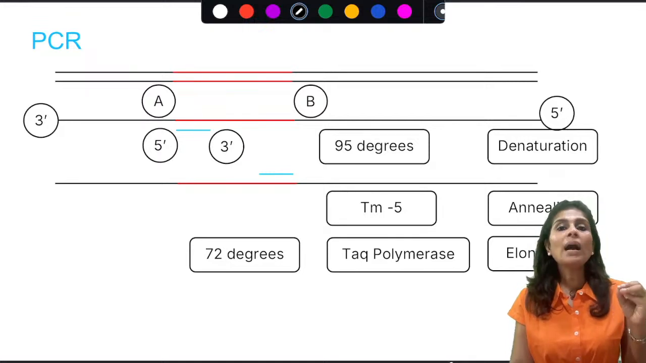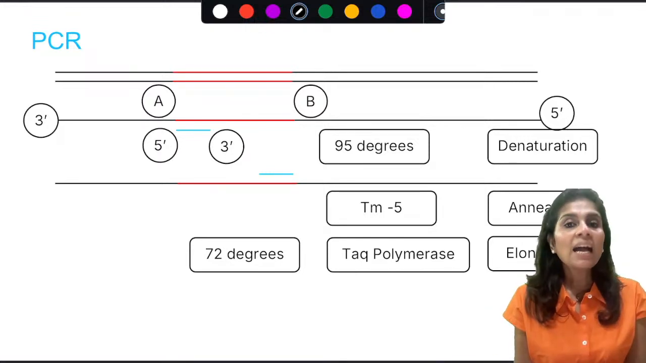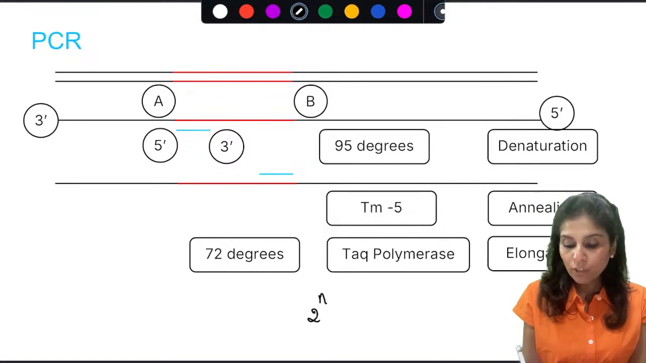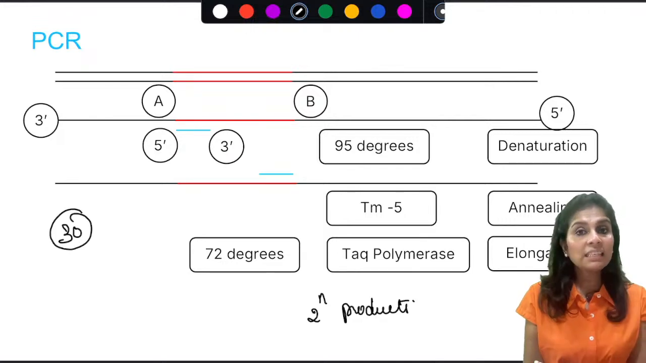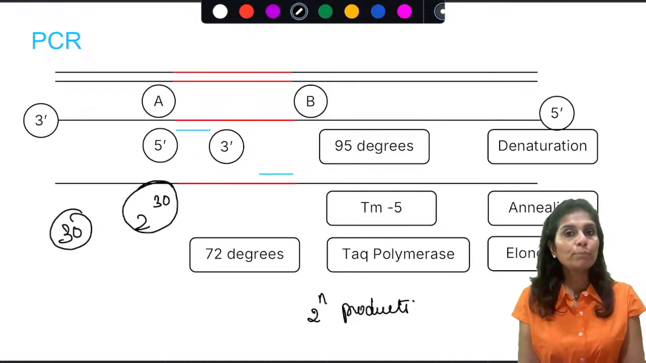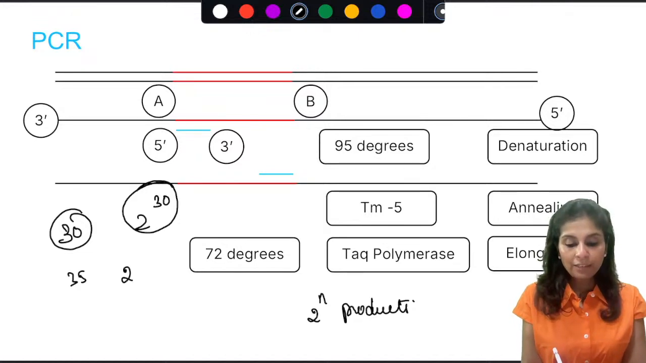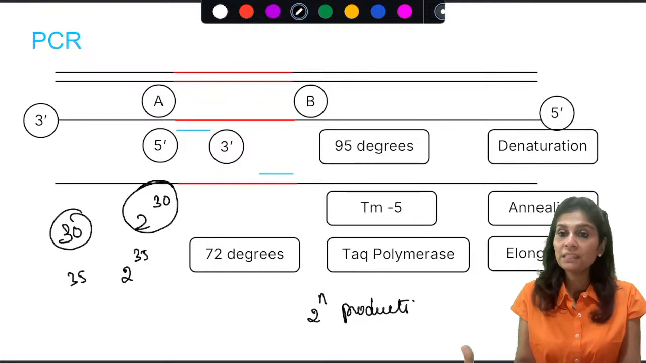This way, if you amplify a particular fragment through n number of cycles, at the end you can expect 2 to the power of n products. Suppose you set the PCR reaction for 30 cycles. At the end of 30 cycles, you get 2 to the power of 30 products. 35 cycles, you get 2 to the power of 35 products. Such a sensitive technique is PCR.